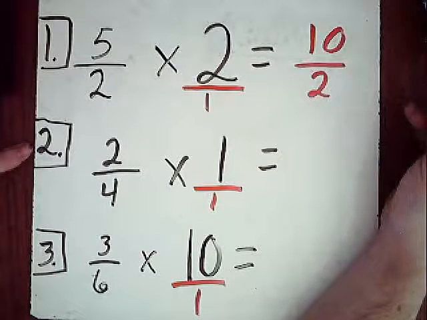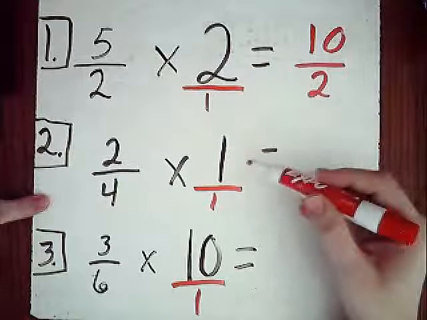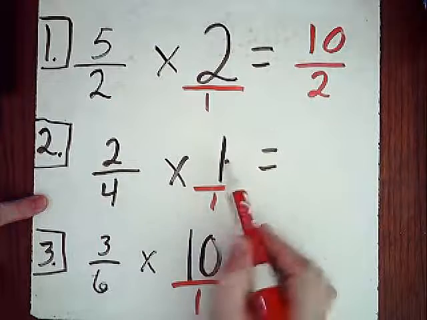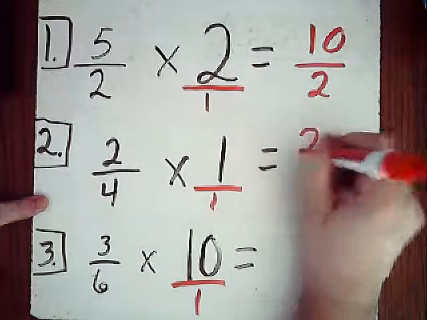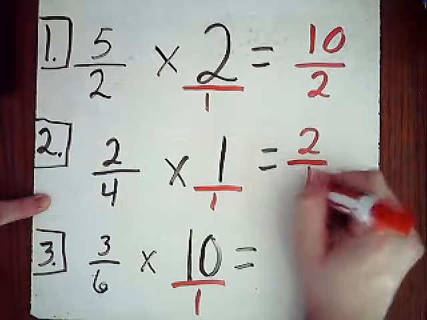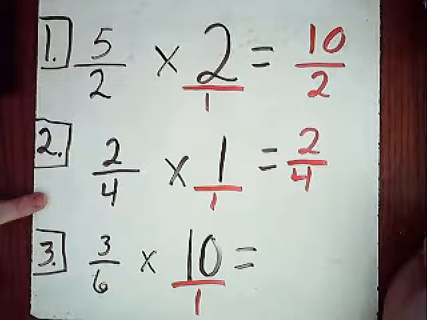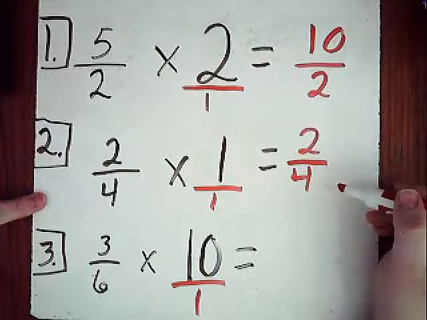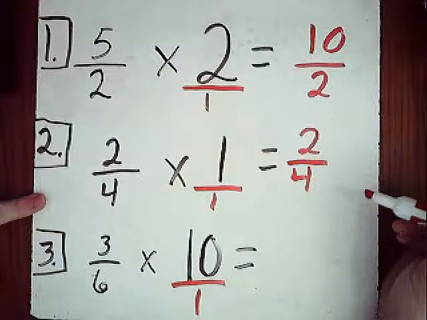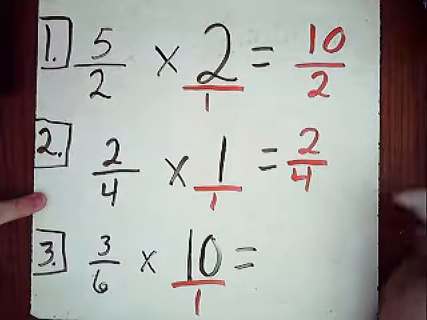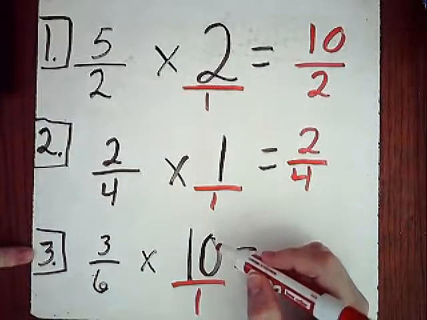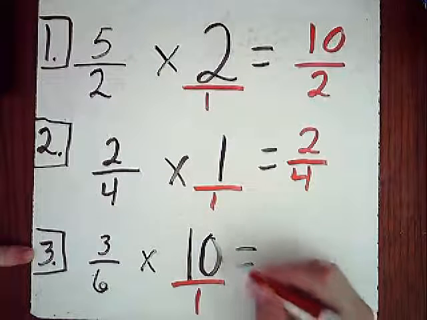Number 2, we have 2/4 times 1 over 1. So we would simply multiply across. 2 times 1 gives us 2. 4 times 1 gives us 4. Our answer would remain the same. It would be 2/4. Much like when you multiply any number times 1, 1 is always a copycat, so it's still copying our fraction.